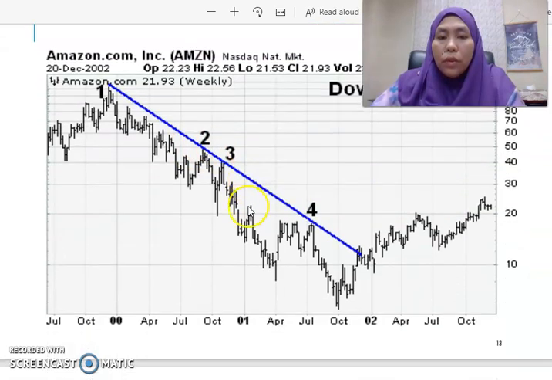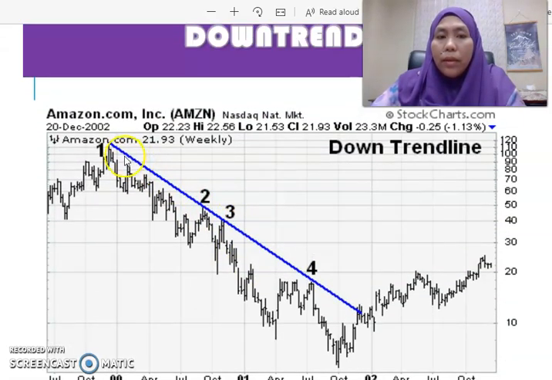Okay, so if you see this example, we can see that point number 1 is the first high point, and the price movement shows a decrease, creating a second high point, and then goes down further to create another lower high. Okay, so we connect those points and it becomes a downtrend line. The downtrend line will be plotted above the stock chart or the stock price here. You can see? Okay.